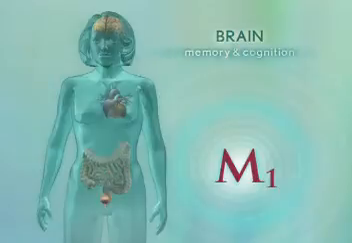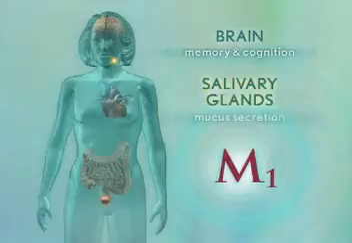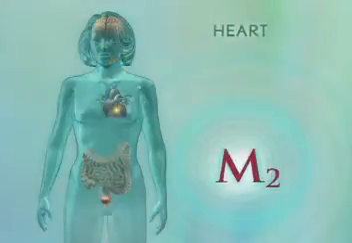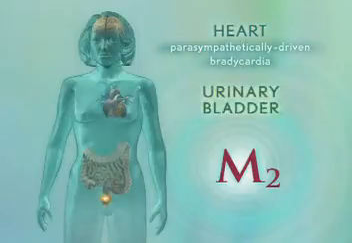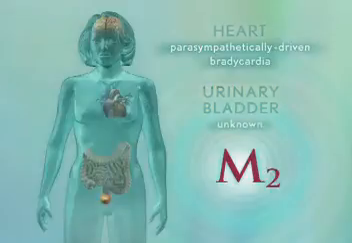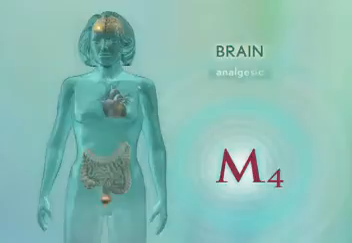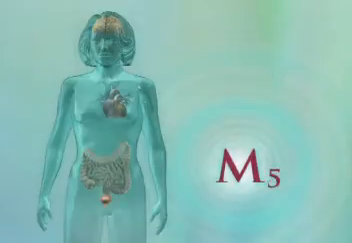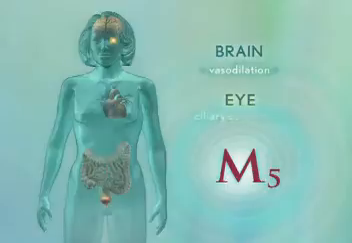And in the salivary glands, M1 receptors have a role in mucus secretion. M2 receptors are present in the heart, mediating parasympathetically driven bradycardia, and in the bladder, where their role is unknown. M4 are present in the brain, where they may have an analgesic role. The M5 receptors are also present in the brain, where they mediate dilation of cerebral blood vessels, and in the eye's ciliary muscle, where they mediate contraction.